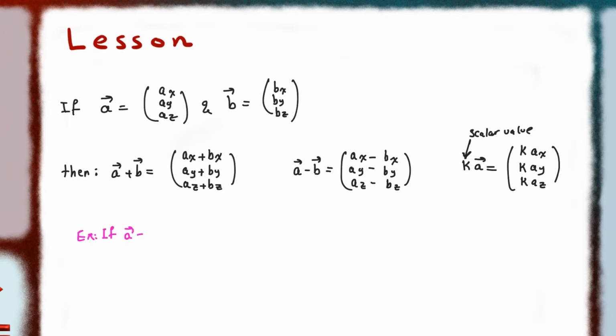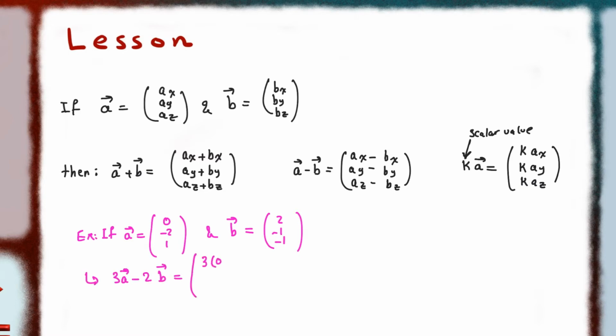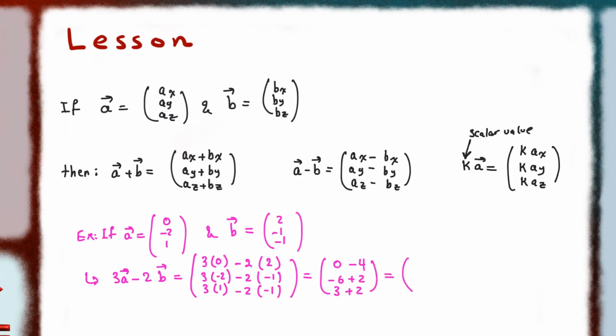For example, let's take two vectors, vector A with components 0, -2, and 1, and vector B with components 2, -1, and -1. If we want to find 3 times A minus 2 times B, then we multiply the x, y, and z components of vector A by 3, and we subtract that from 2 times the x, y, and z components of vector B. And when we do this, we get 0 minus 4, we get -6 plus 2, and 3 plus 2, and our final solution will be -4, -4, and 5 as the three components of the resultant vector.